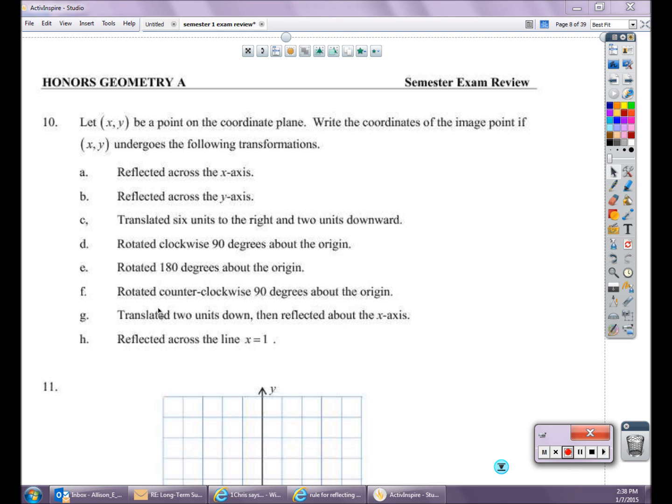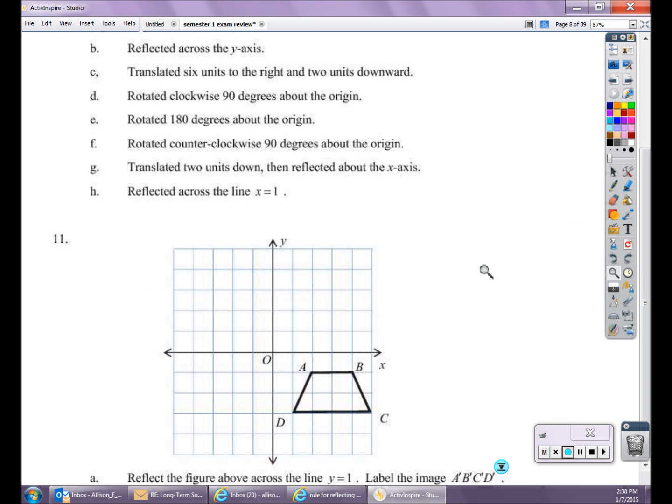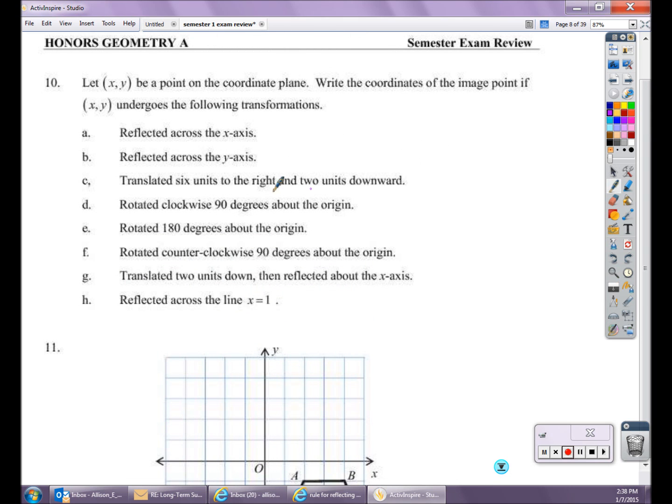All right, so for me, number 10 is mostly just a memorization. If you forgot some of the rules, some of them you can use a graph and try to play with it. And I'll do that for the hardest one, the last one. But the other ones I would just memorize. So for A, reflection across the x-axis, x stays the same. Easy. Reflection across the y-axis, y stays the same. So put y and then x changes.